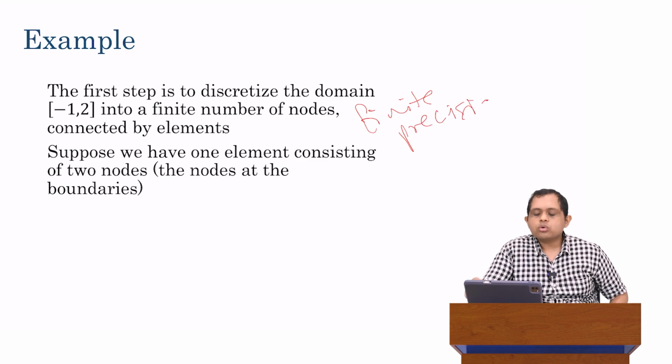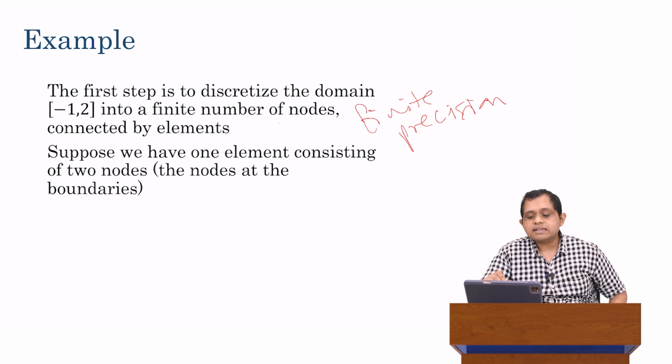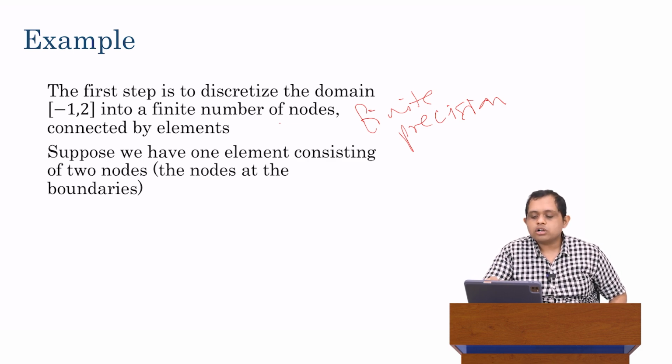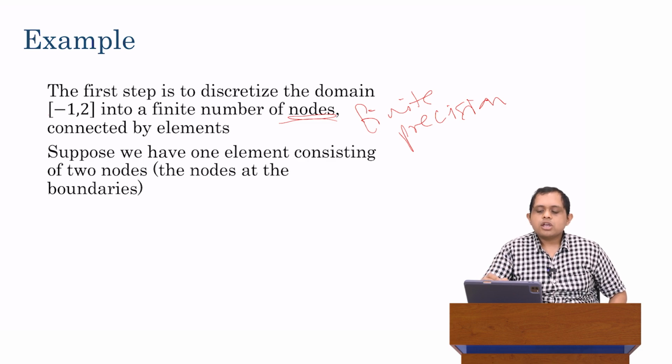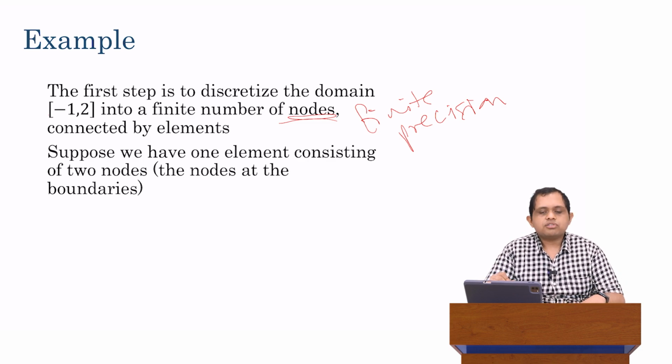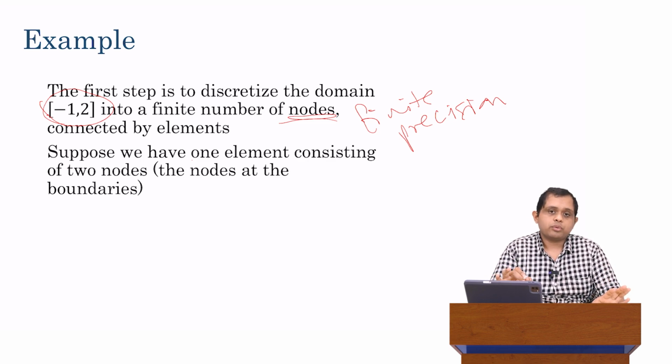Right? So we are not going to solve the solution at every point. We are only going to get the solution at a discrete set of points, which we call nodes. Of course, these nodes are going to be connected by certain elements. So the first step in any finite element solution is we take our domain. Again, the domain here was this -1 to 2. We take our domain and now we choose a discrete set of points at which we want to solve this system of equations. Let's start with the easiest example.